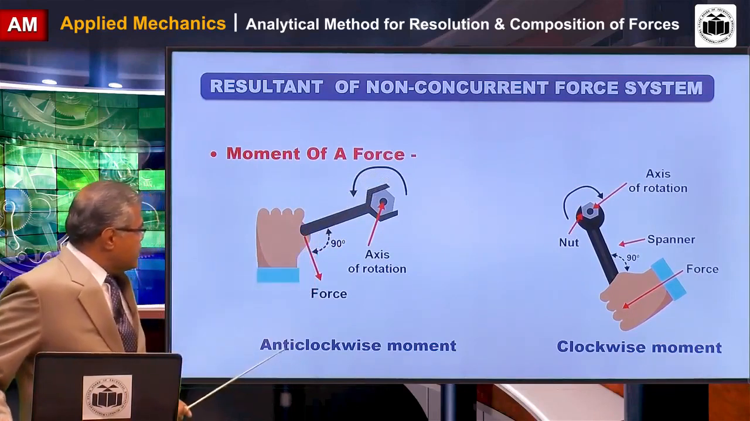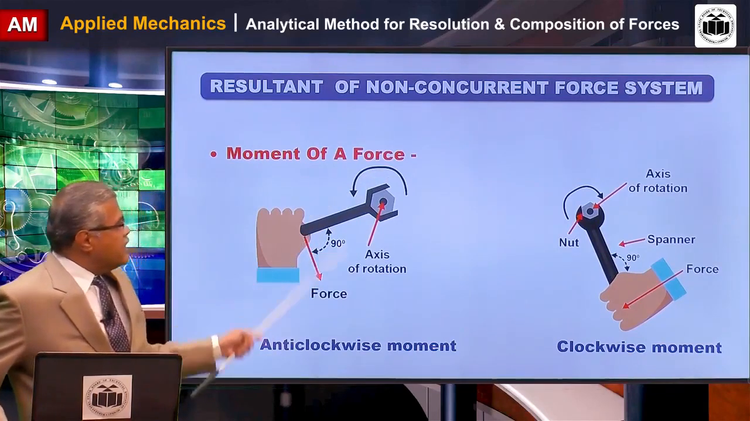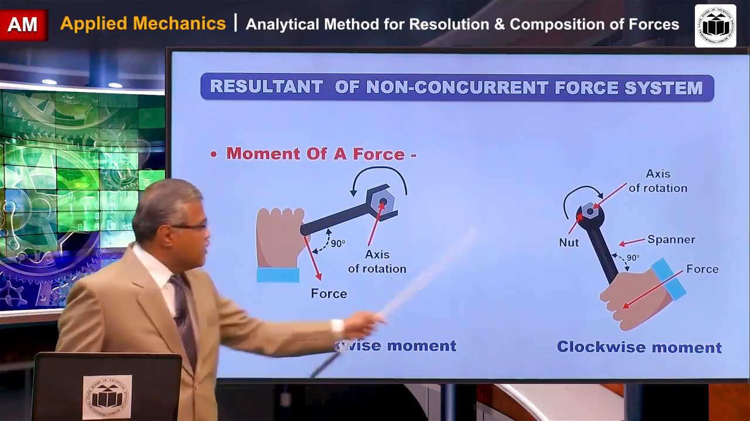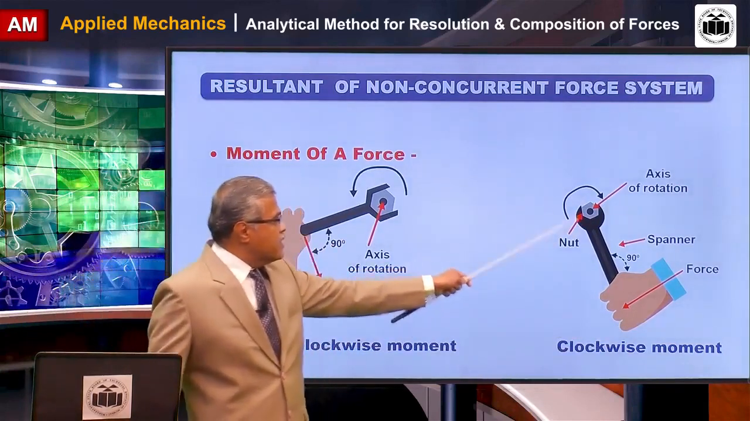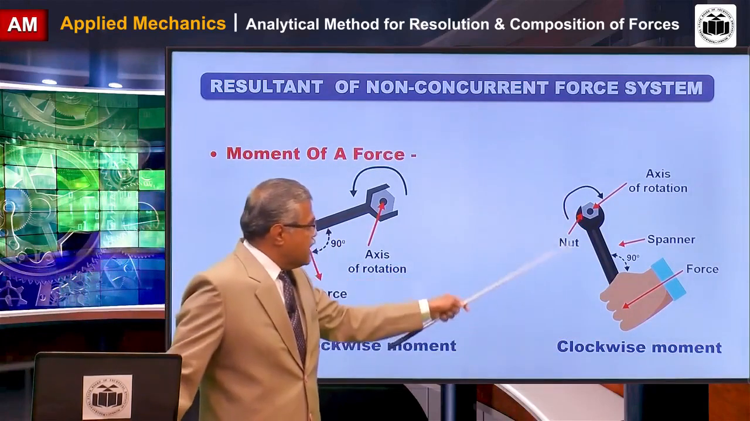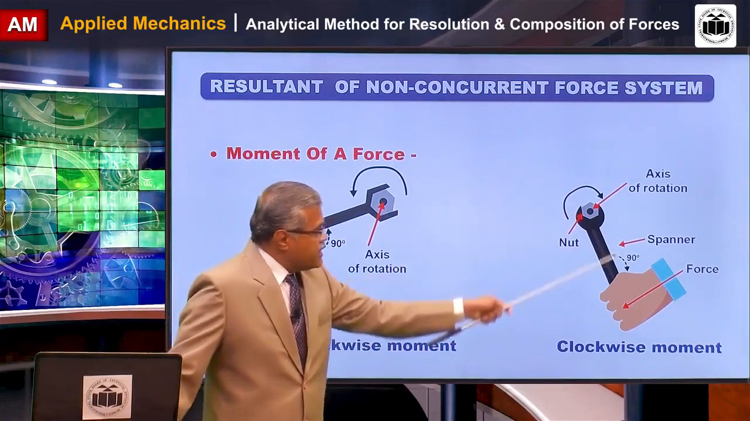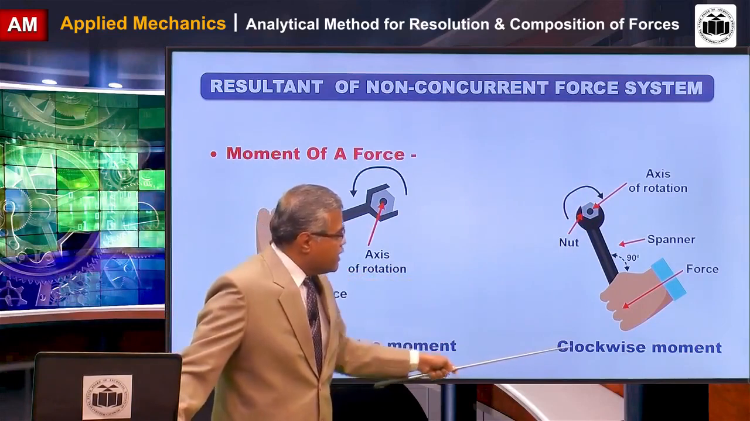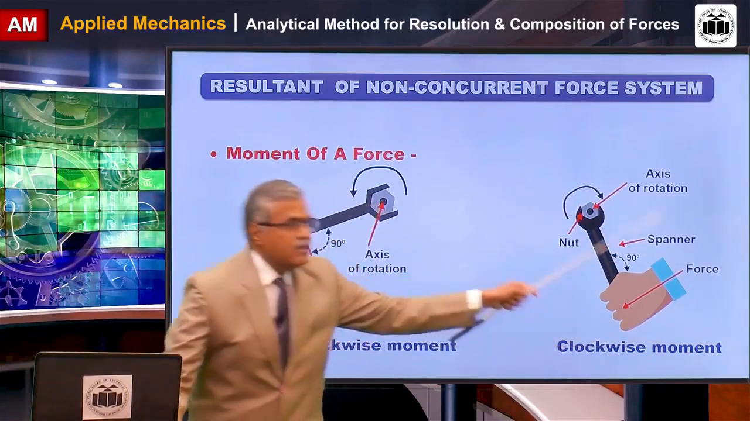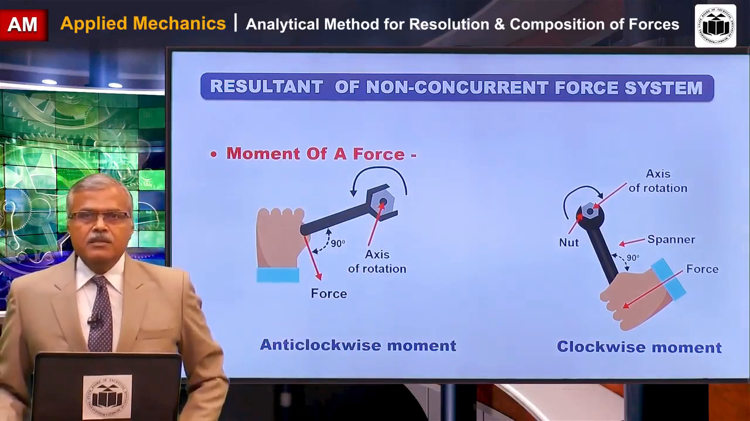Its nature is anti-clockwise for this particular case, and the other nature is clockwise. Here the force is applied in this direction, and because of this the nut moves in the clockwise direction. So the rotation is clockwise, therefore the nature of the moment here is a clockwise moment. Do you understand this? Yes, sir. Thank you.